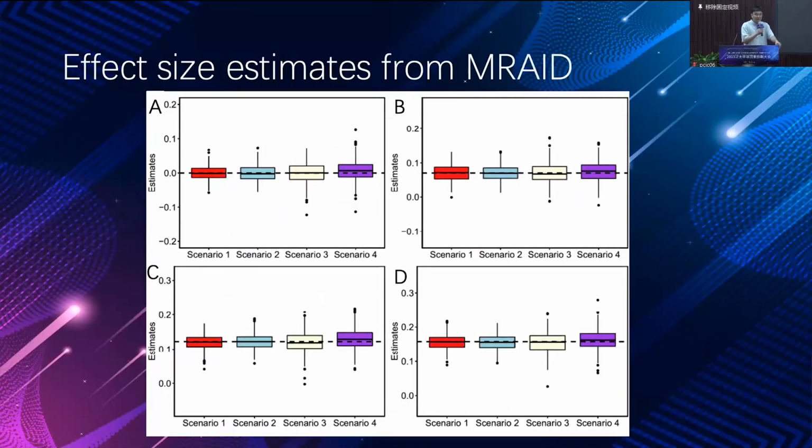We also investigated the effect size estimate from the MRAID method. You can see that no matter whether under the null or the alternative setting, the estimates are unbiased, so reasonable.